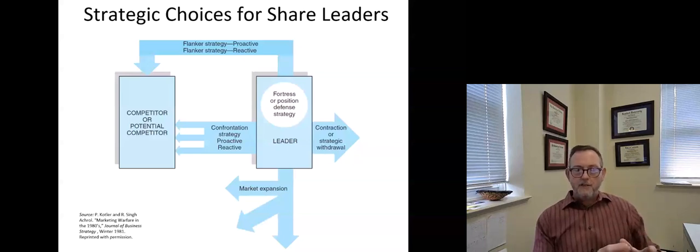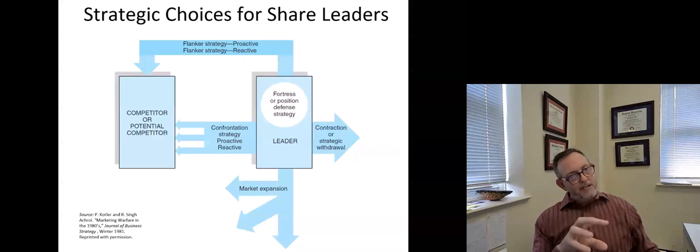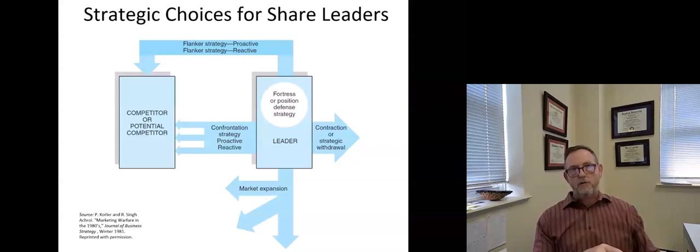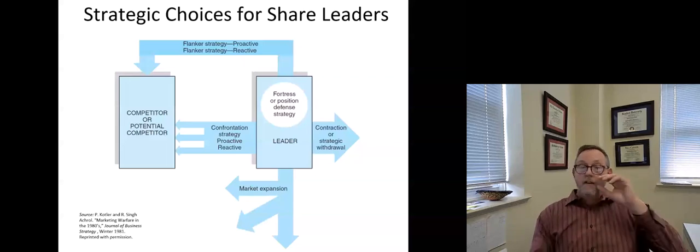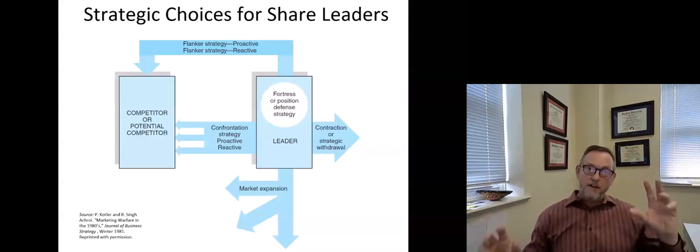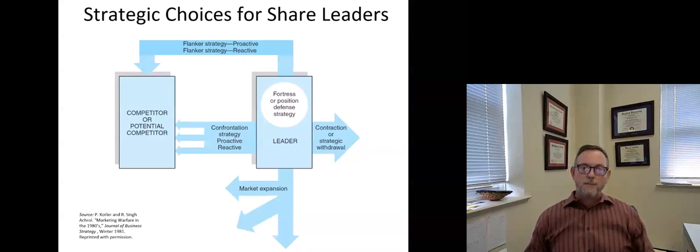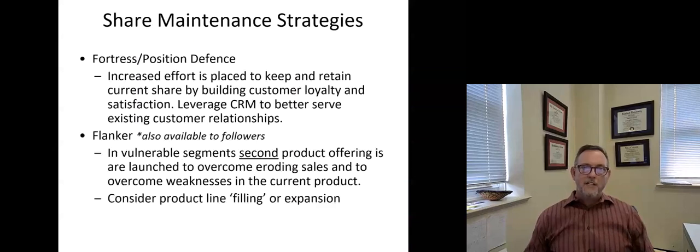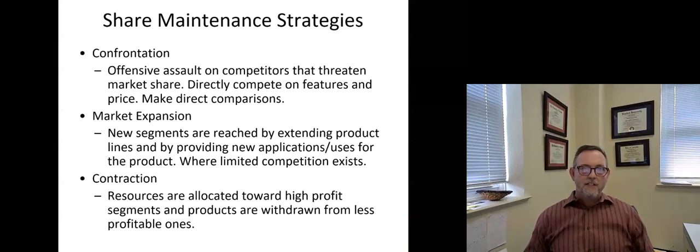The flanker strategy, again, is a dual threat because the followers may do this as well, but find customers that are close to yours. You don't directly sell to them, but you could if you modified some of your product offerings. And then finally, this market expansion approach, where you find an entirely new group of customers that are not currently being served by the threats you perceive from other firms that are the followers in your space. Okay, so those are strategies for our leaders.